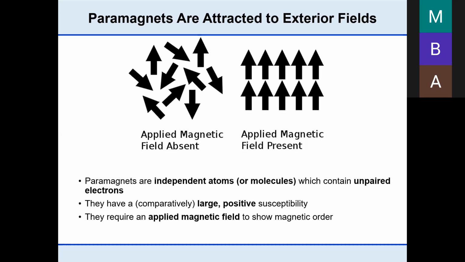In order to get our spins to line up in any meaningful way, we have to actually apply a magnetic field, because otherwise, without the magnetic field, our spins can just be randomly oriented like so within our sample. There's no real reason for them to be lined up in parallel.